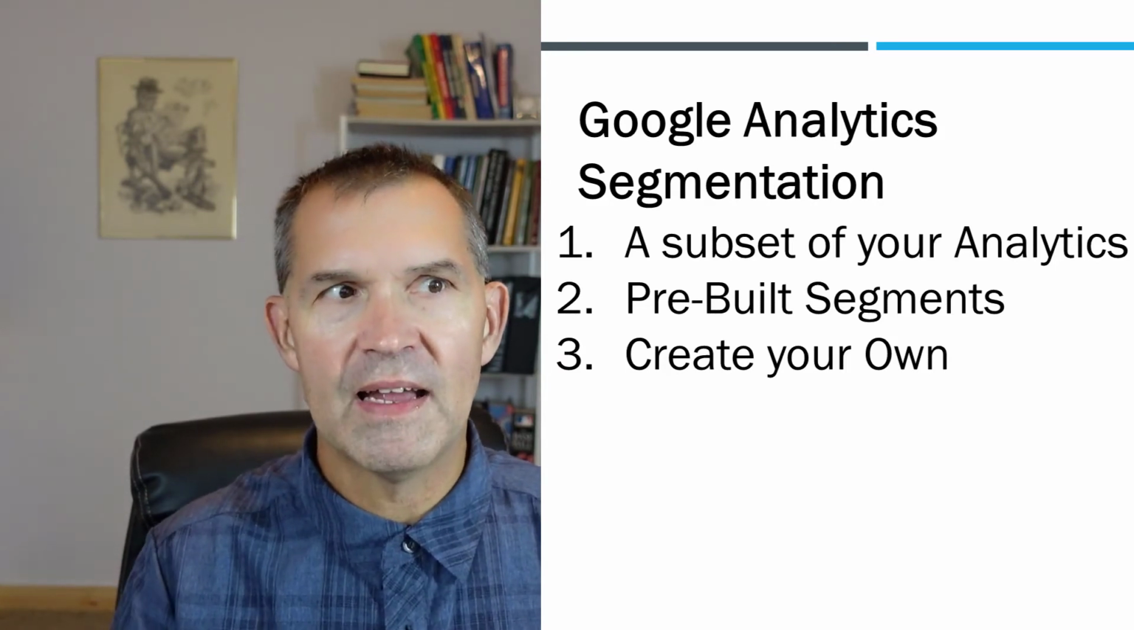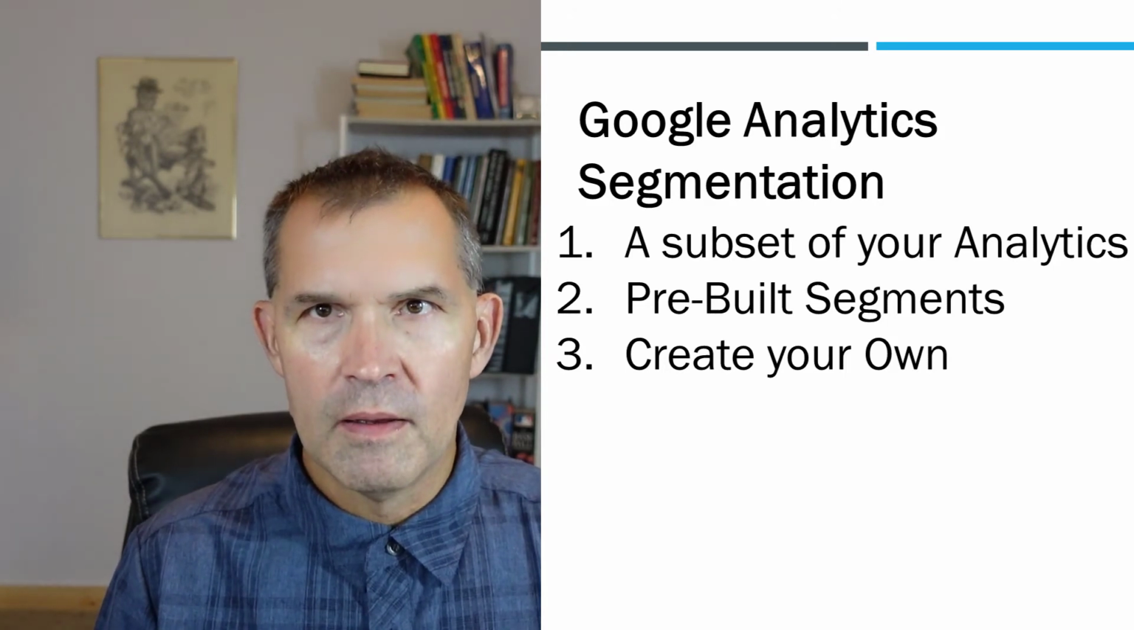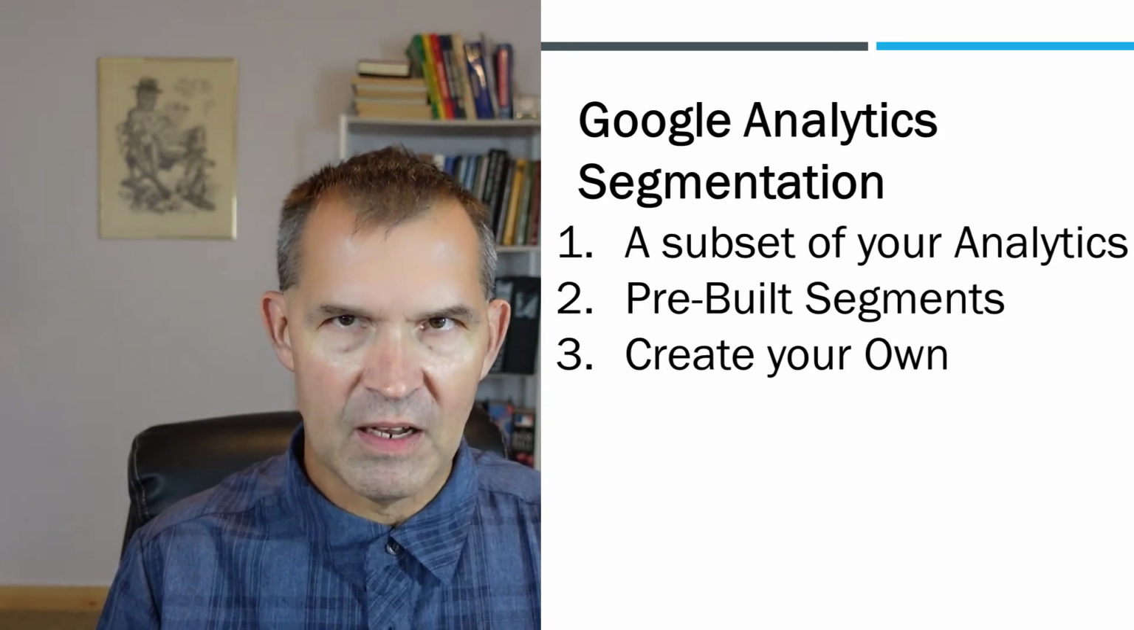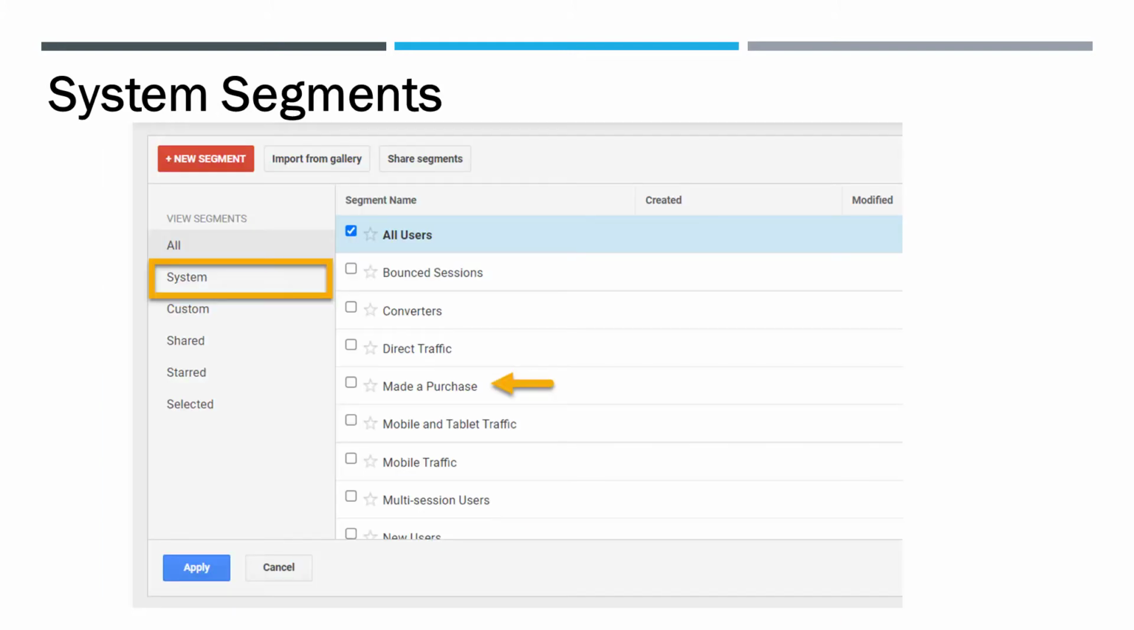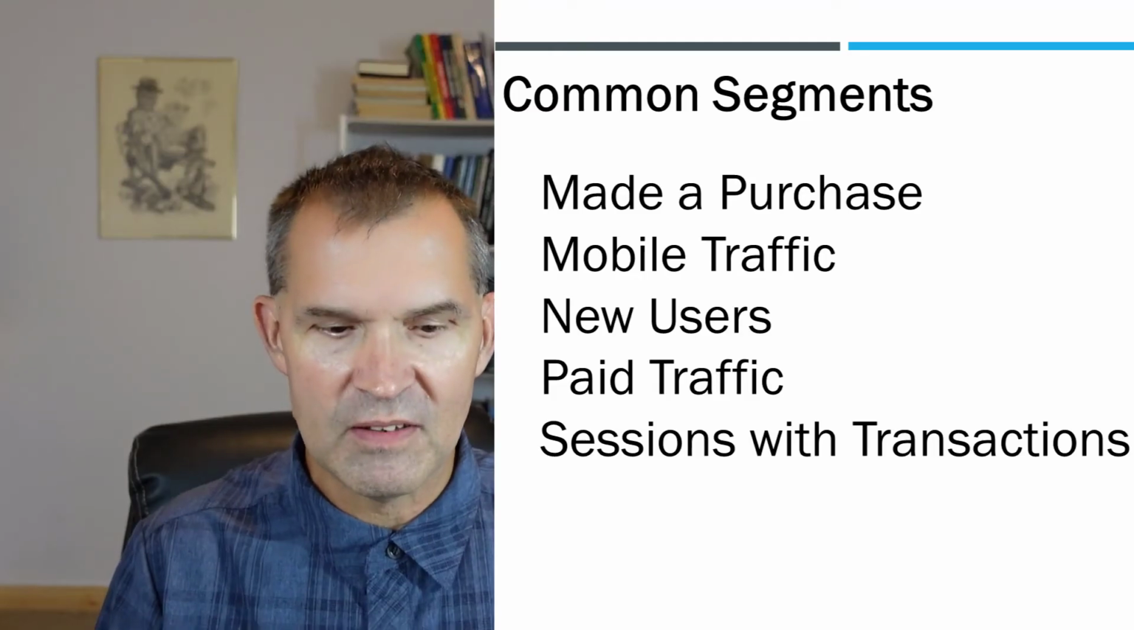When you take a look at the overall dashboard inside Universal Analytics or Google 3, you'll see a button at the top that says Add Segment. And these are some of the segments that are in there. In this example, we've got Make a Purchase as the example of this segment. There are a few other segments like mobile traffic, new users, paid traffic, or sessions with transactions. Those are just a few of the segments that you can take a look at.